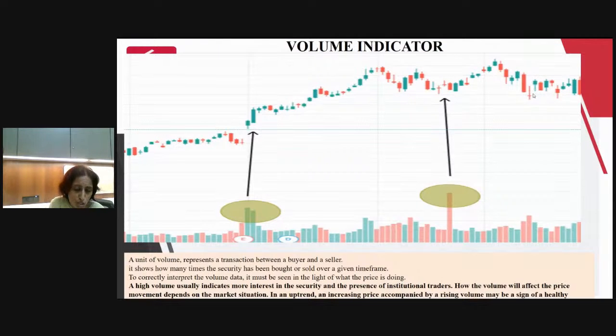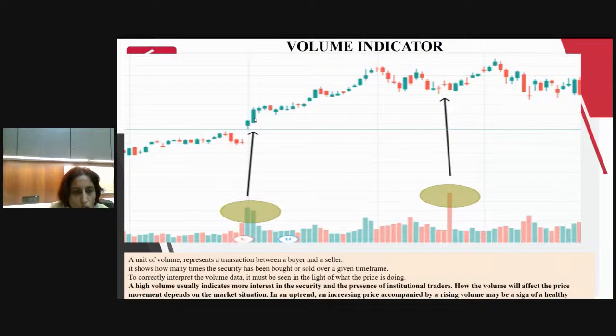The last one, which you should always be considering, is the volume indicator. Always remember that volume should never be neglected because it reflects huge amounts of information. Volume represents a transaction between a buyer and a seller. So it shows how many times the securities have been bought or sold in a given time frame.